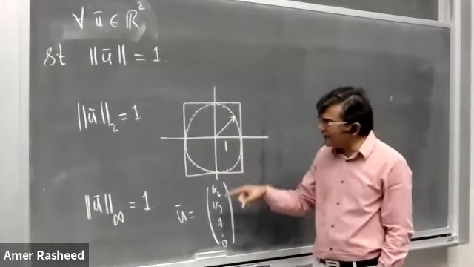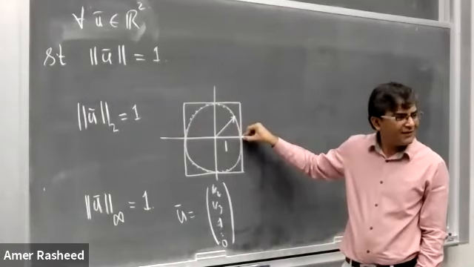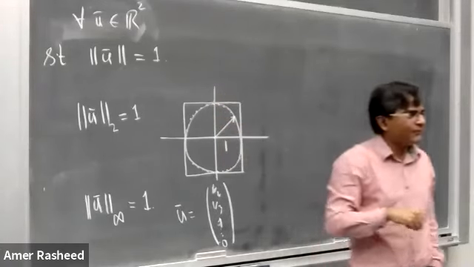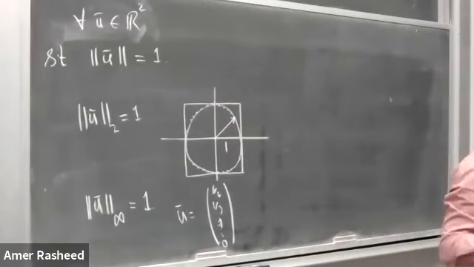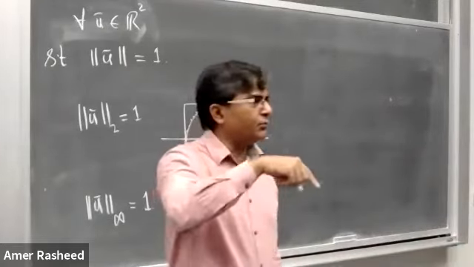So all other vectors, the maximum length from here will be what? 1, okay, from here what will it be? 1, from here 1, from here 1. So you get a square. Take any point, its distance from the origin will be 1.